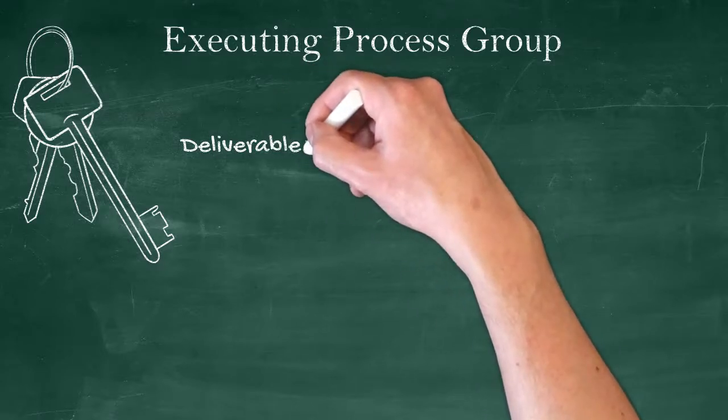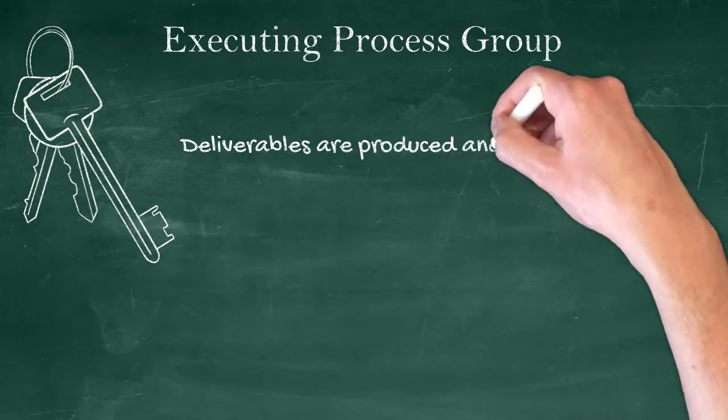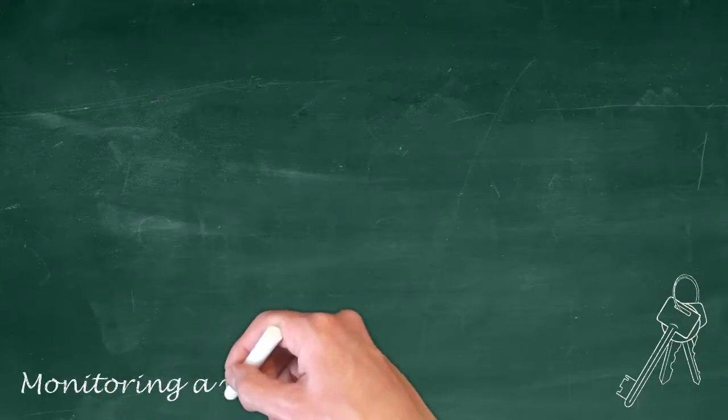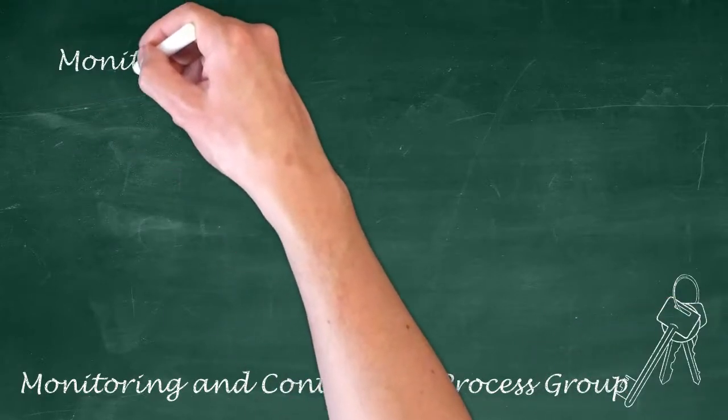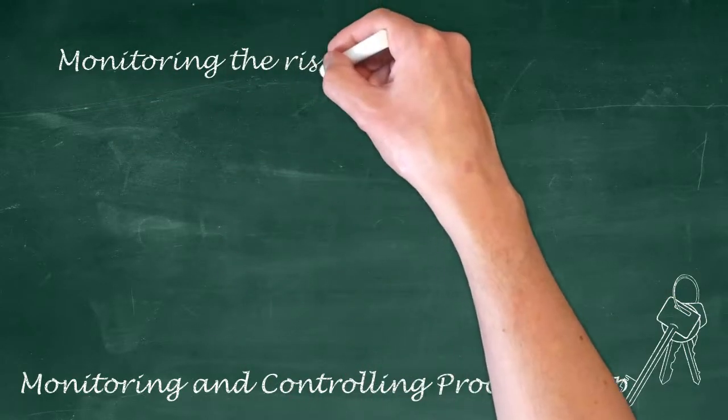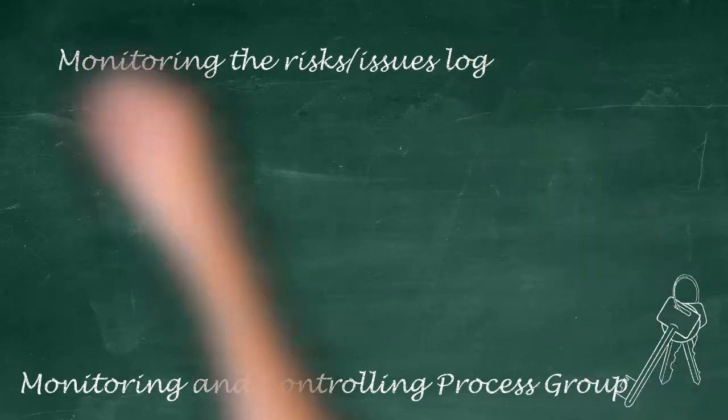Now the third phase is the executing process group phase. This is where the deliverables are produced and verified. Now, it didn't seem like a very long phase, but a lot of the work happens in the executing phase. And fourthly, while the executing phase is going on, you're going to be monitoring and controlling in this process group, the monitoring and controlling processes.